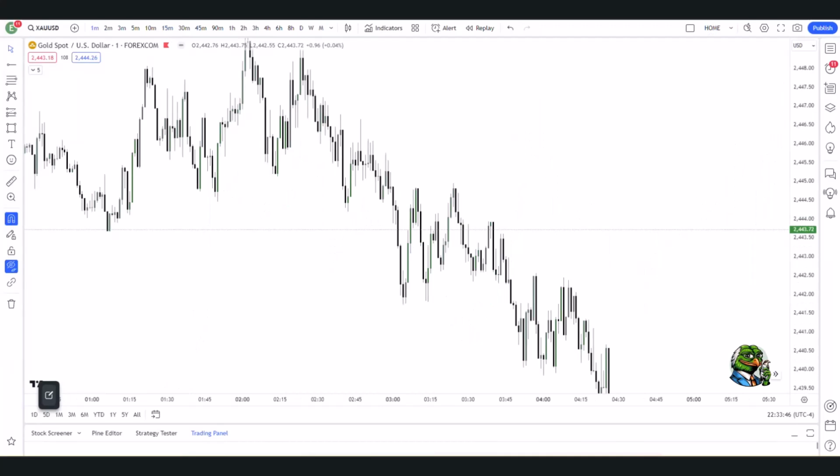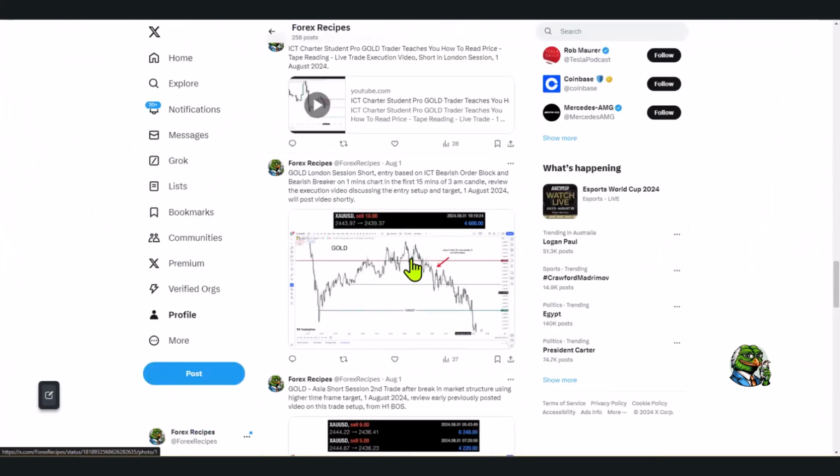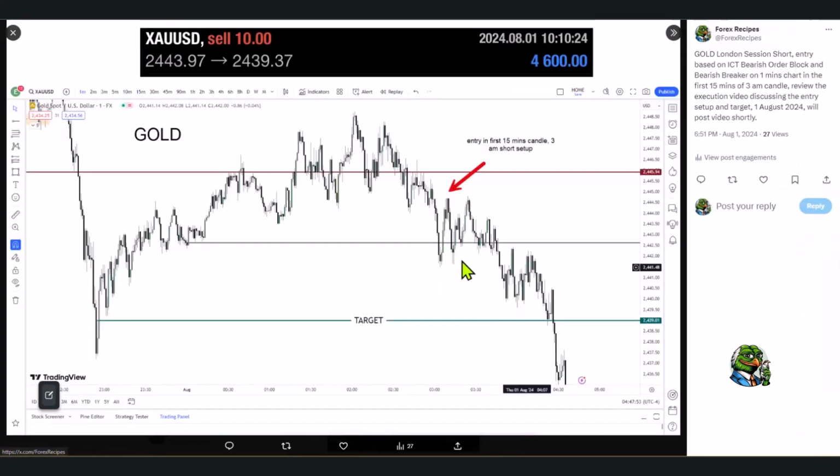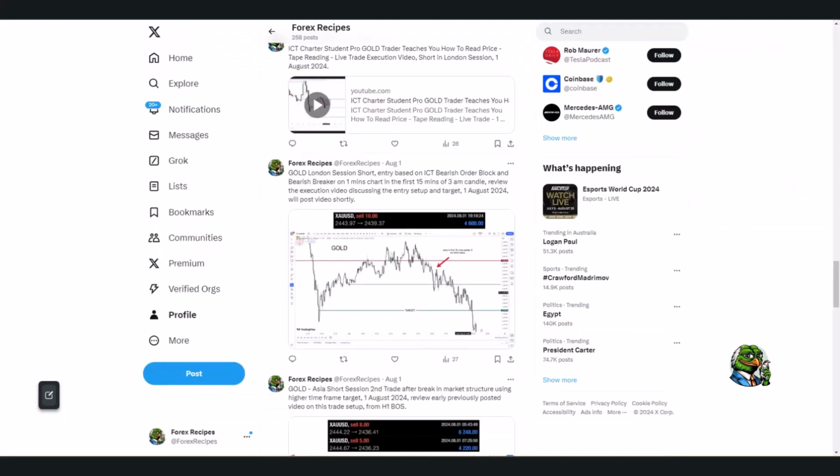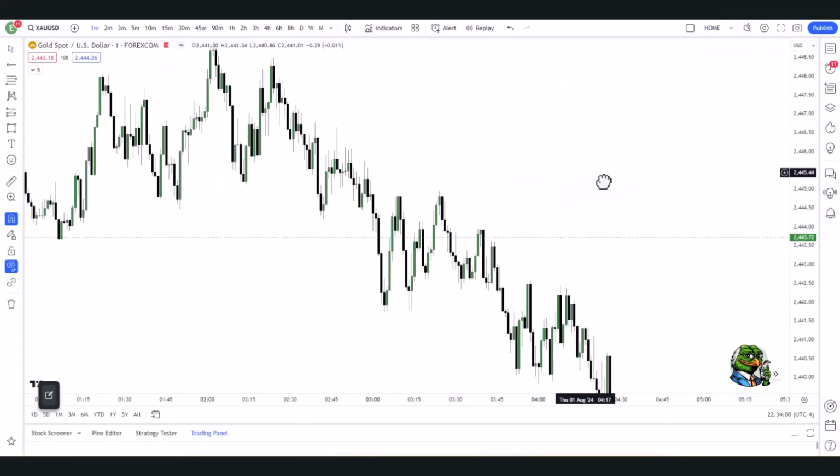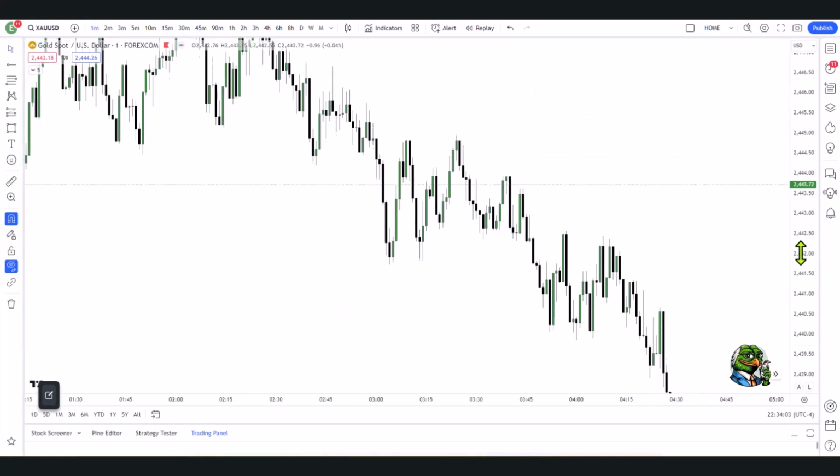Firstly, let's walk through this London trade, okay, that I did on Thursday. Right, this London trade that I did on Thursday. So if I go to the London trade, this is the London session on Thursday.